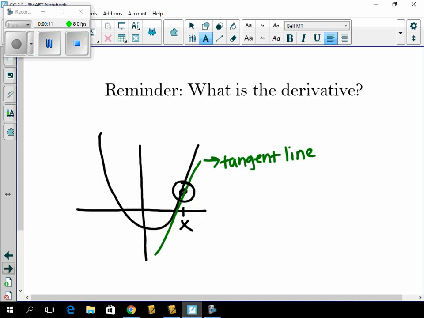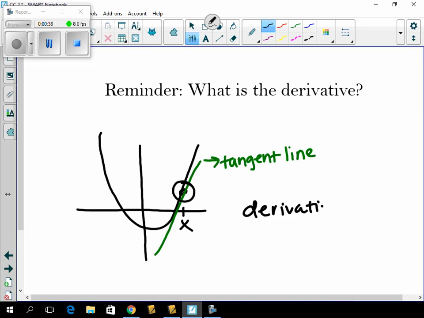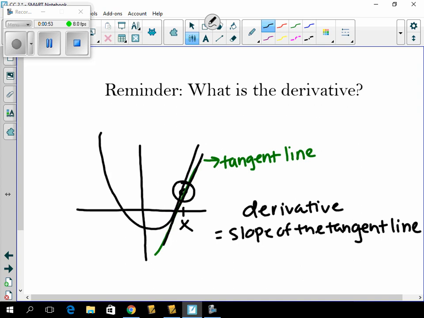So just to review, what is the derivative? Last time we talked about how for a function, for example, say a parabola, we wouldn't be able to find the slope of the line at the point x using our typical slope formula. However, we can use the tangent line to find the slope at that point of x. So we usually say that the derivative is also the same thing as saying the slope of the tangent line. So it is the slope of the line that touches the graph at one exact point.